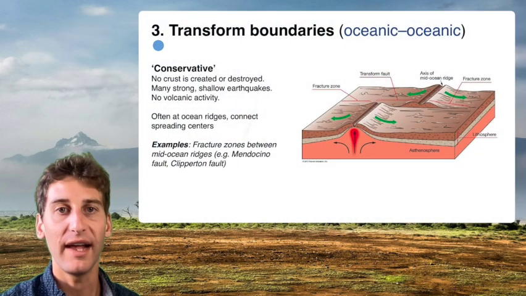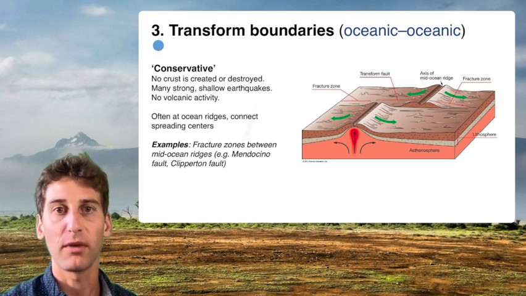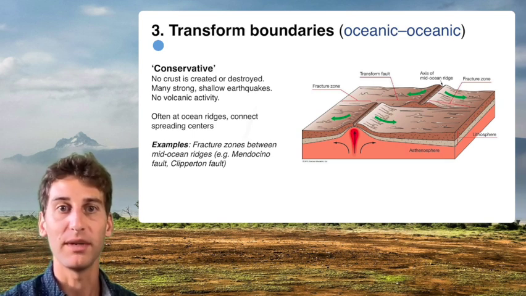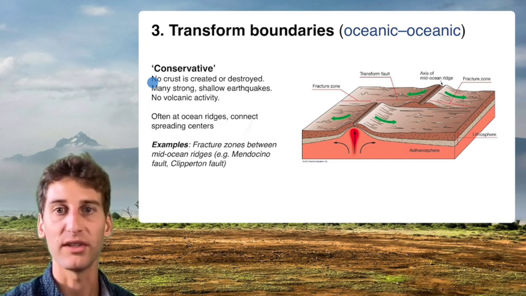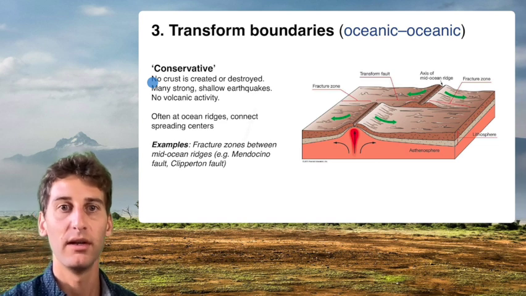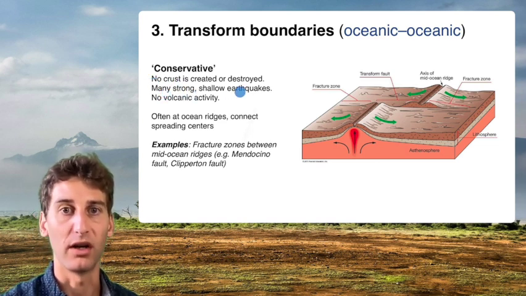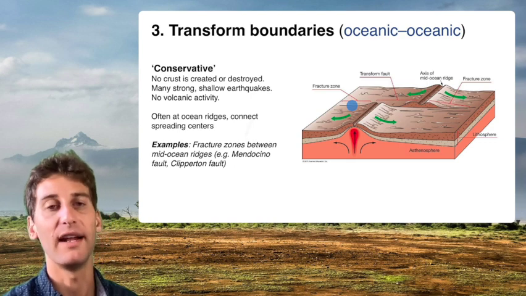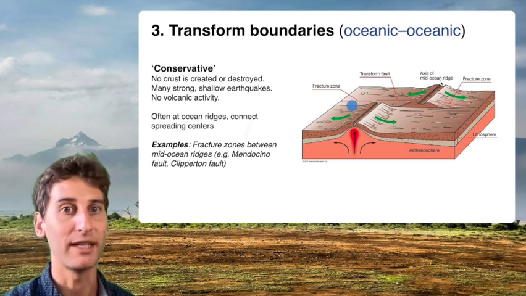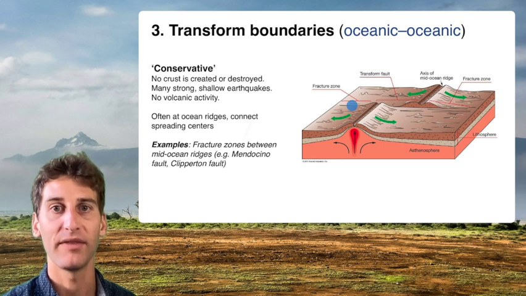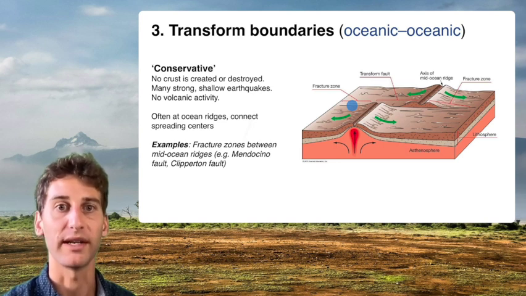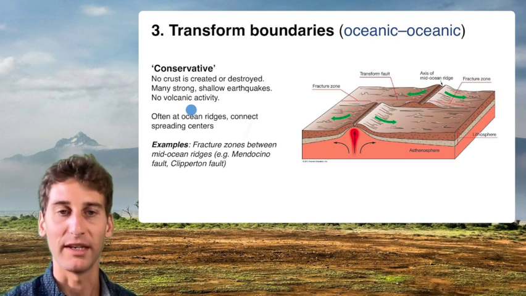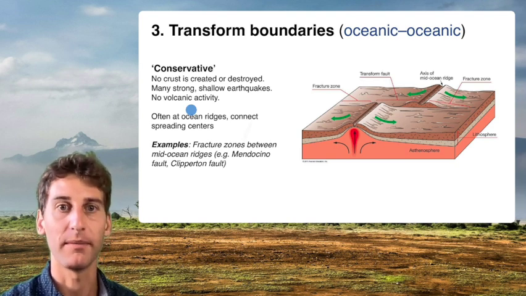Okay, so this last type of margin, this transform margin, is also sometimes called a conservative margin because no crust is created or destroyed. These are different plates sliding past each other. This produces many strong shallow earthquakes because there's a lot of friction caught up between these segments of plates right at the boundaries. But it's not enough energy to create temperatures that would melt anything, so there's no volcanic activity happening at these transform boundaries. It's just earthquakes. Although just earthquakes is probably not much solace to anyone who has to suffer the effects of them.